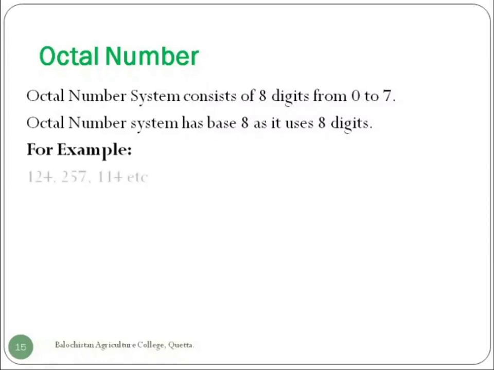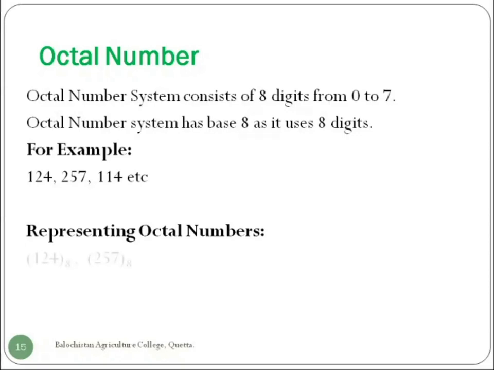For example, 124, 257 and 114. You can see that there is no digit 8 or 9 in these numbers. An octal number can be represented as numbers within brackets with base 8. In this way you can represent an octal number. Now we will learn how a decimal number can be converted into an octal number.